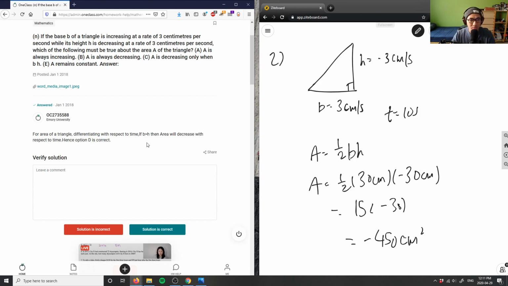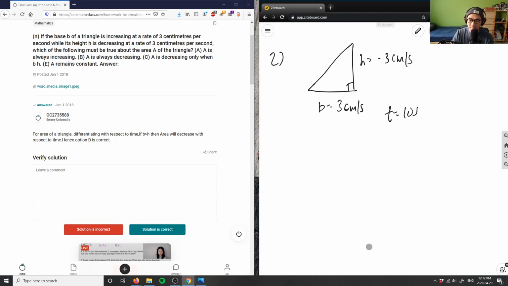So I'm going to visualize this and say if B is less than H here. Let me erase this here. If our base is greater than our height, let's say our base here is 10, and let's put like a 5 here maybe, this would be centimeters. We're just kind of throwing out numbers. If 10 here is greater than the height here, area will decrease with respect to time.